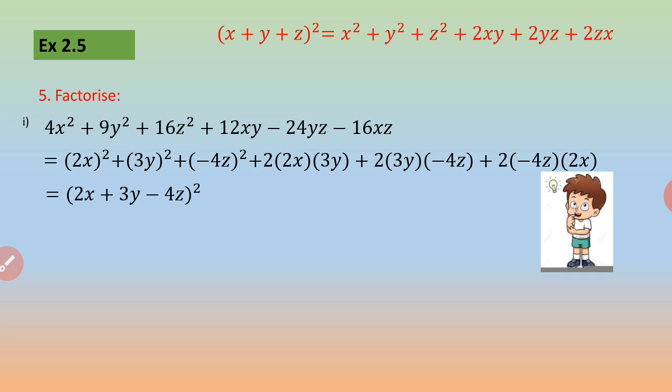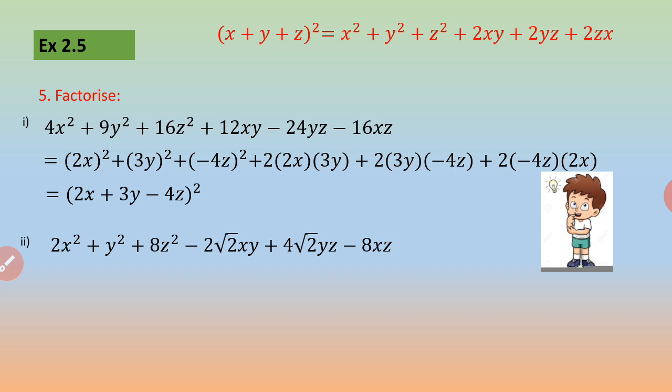In the bracket it is 2x, then 3y and minus 4z, because the last term was having minus. So you have to take this minus in the solution. It is minus 4z. Then finally it is whole square. That is in the factorized form. One more example to go.